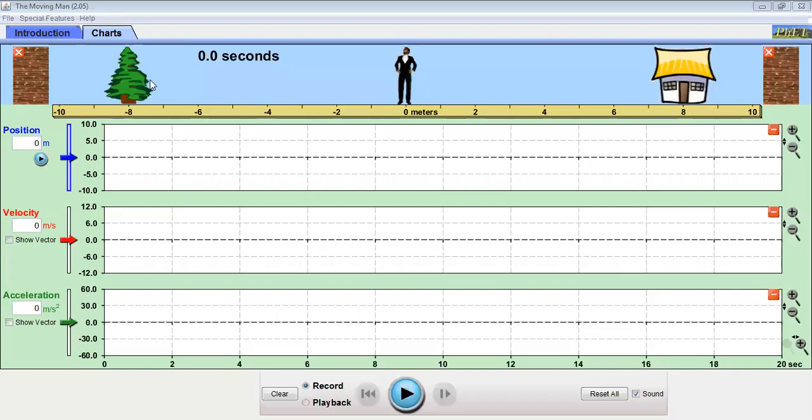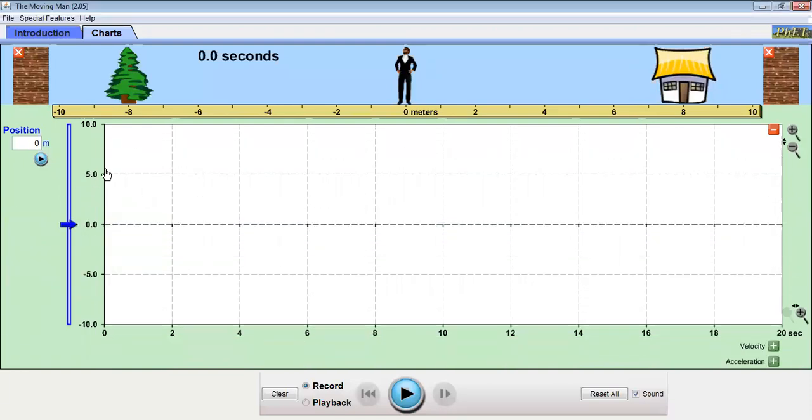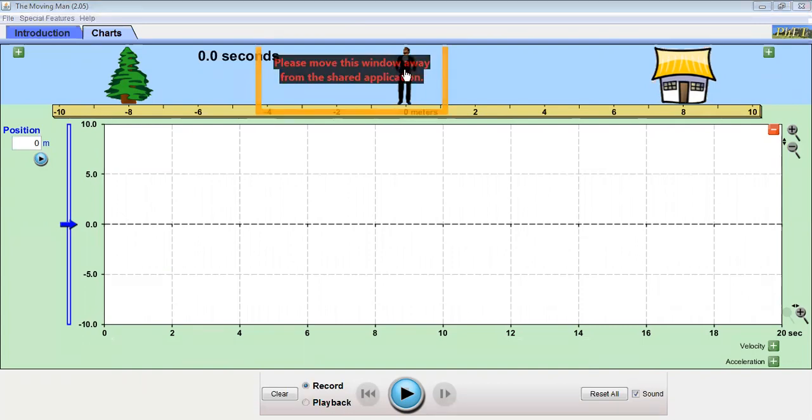So students, let's start with the displacement time graph. One by one we will start the displacement time graph. This is my displacement time graph. Let me explain you about this simulation a bit. This is the object. This is the man we are talking about, the object.